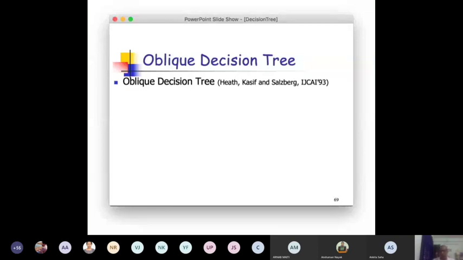So I was mentioning some of the improvements on these decision trees that have taken place after the early 90s. One of the concepts that has been introduced is called the oblique decision tree.